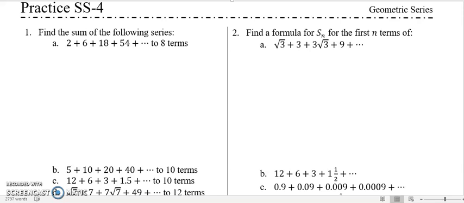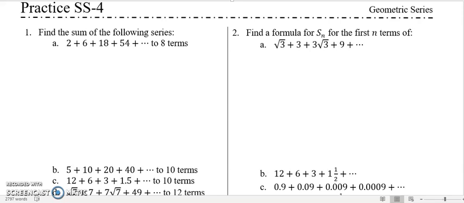Okay, last video of this part of sequences and series. Today we're talking about geometric series. Geometric series are the sum of all the items in a geometric sequence.